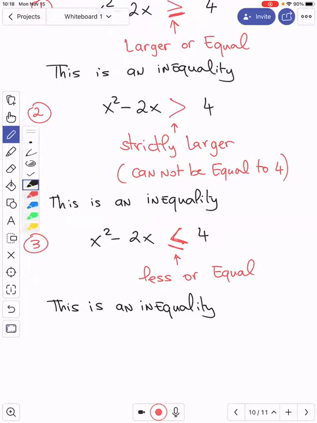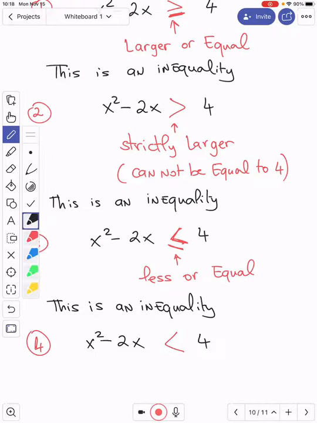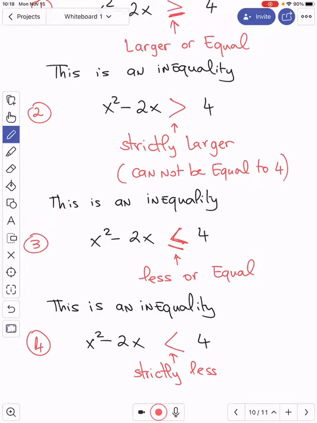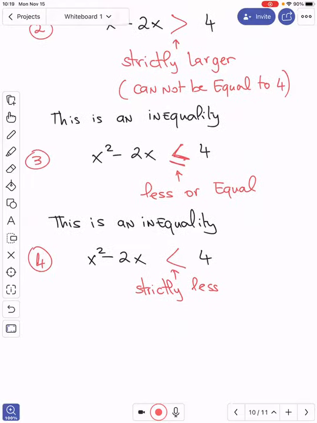And finally, of course, the last possible inequality is when it's strictly less. x squared minus 2x, and then we can have just strictly less than 4. So this is strictly less, which means, of course, it cannot be equal to 4. It has to be strictly less than 4, right?